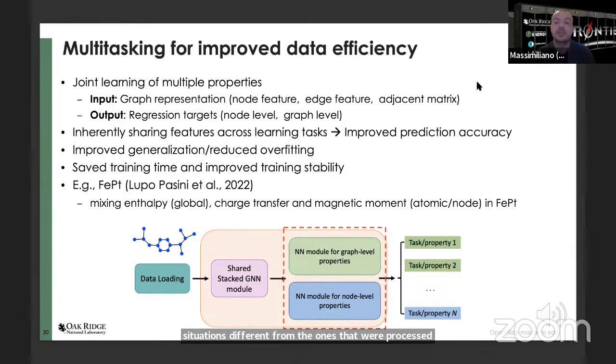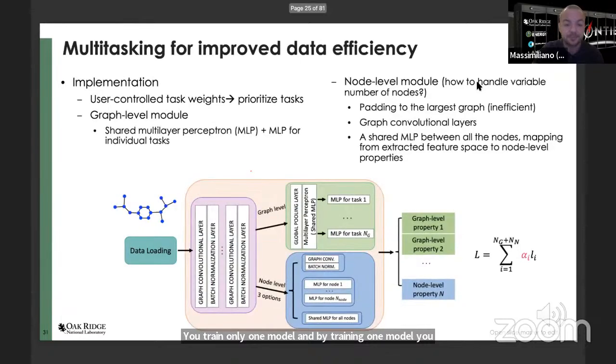And last but not least, there is also a computational savings advantage, because multitask learning gives the user the opportunity of killing multiple birds with one stone. You train only one model, and by training one model, you simultaneously produce predictions for several properties.